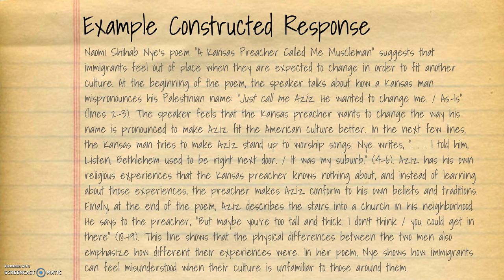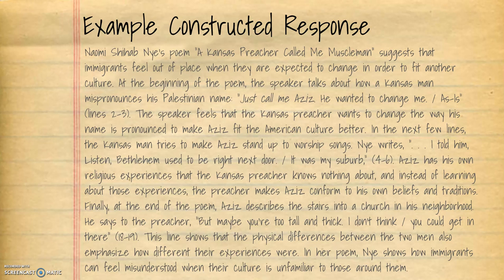The speaker feels that the Kansas preacher wants to change the way his name is pronounced to make Aziz fit the American culture better. In the next few lines, the Kansas man tries to make Aziz stand up to worship songs. Nye writes, "I told him, listen, Bethlehem used to be right next door. It was my suburb." Lines 4 through 6.